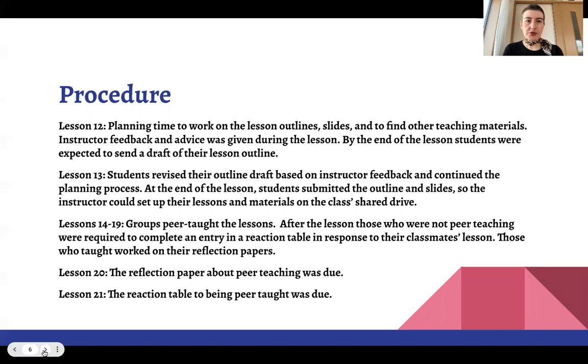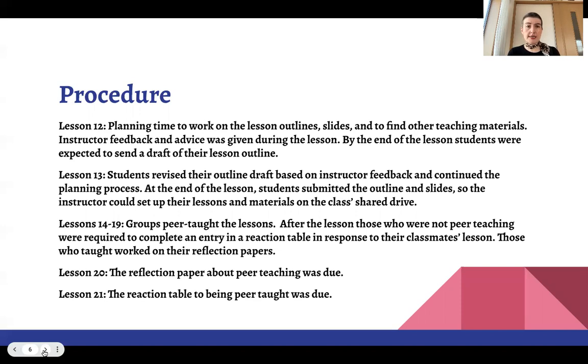And they got instructor feedback and advice during the lesson as they're planning, and they were required to submit the draft of their lesson outline. Then they were given their lesson outline with instructor feedback and asked to revise that, as well as continuing the planning process. And by the end of the lesson, they were expected to submit the outline and the slides so that I could set up their lessons and materials on the class's shared drive.